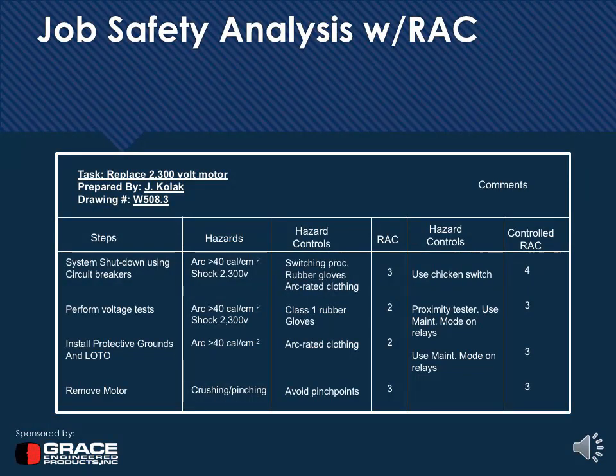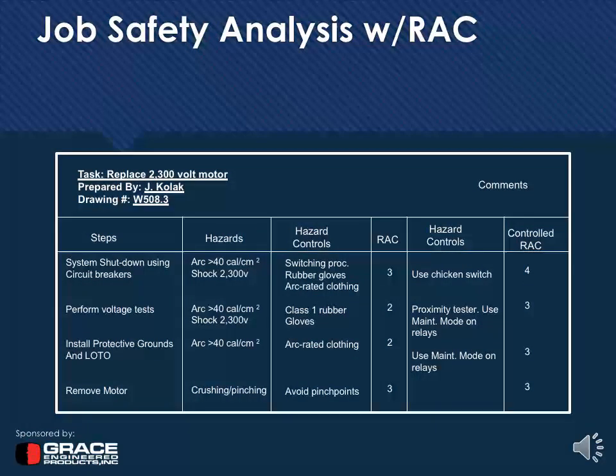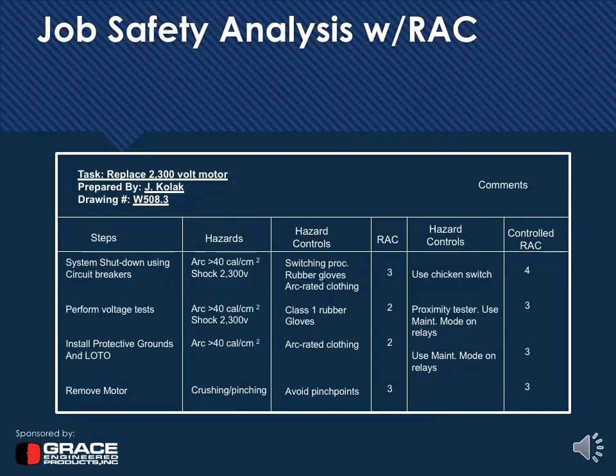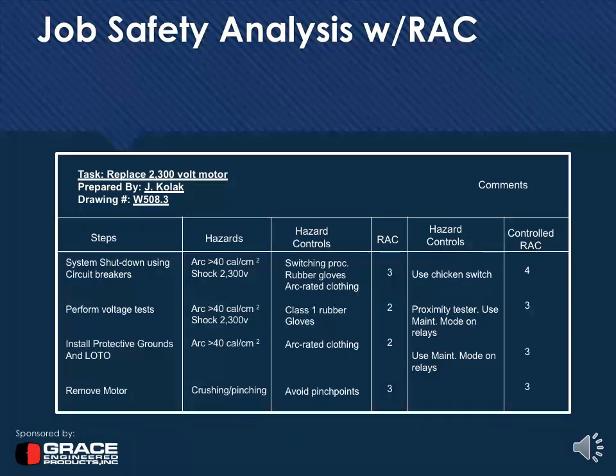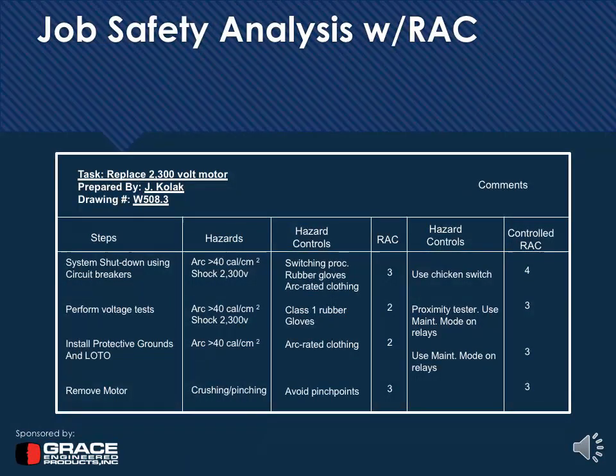Now, I picked this one because it requires something like protective grounding to do it. So it's just meant to illustrate a point. So let's just look at the first couple of lines and see how it works. Initially, the job safety analysis in the left column lists the steps of the process, the actual tasks of each step. Then we're going to identify the hazards that include not only the type of energy, but the severity of each of those hazards. So for example, with regard to system shutdown or voltage testing, the severity rates would be more than 40 calories of incident energy and a 2300 volt shock hazard.